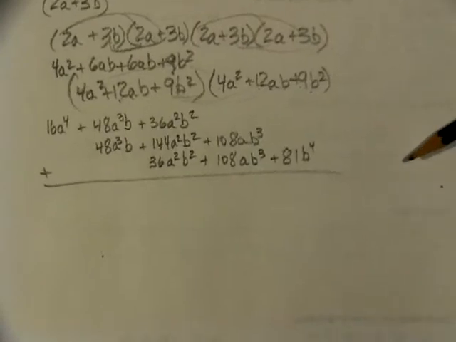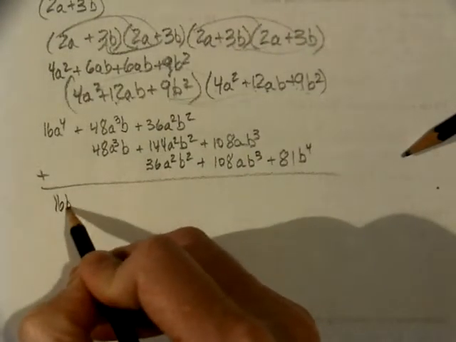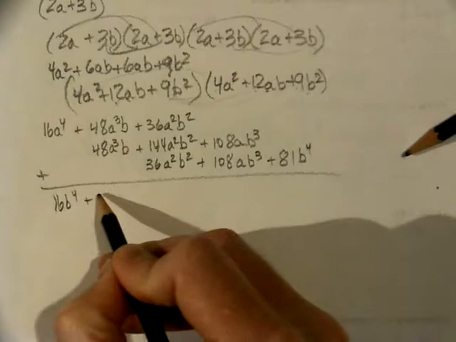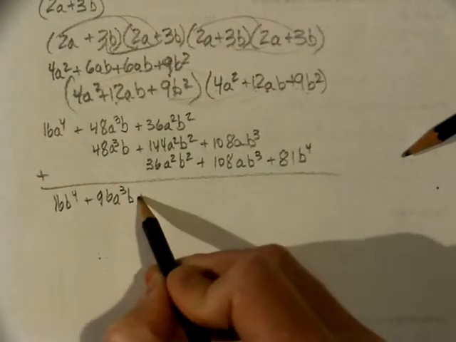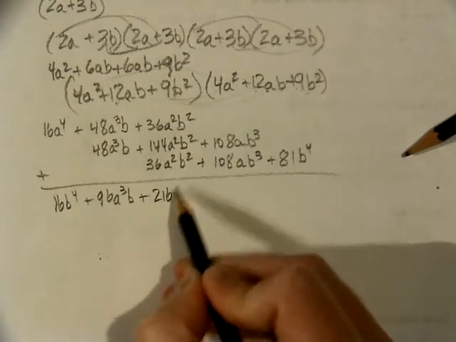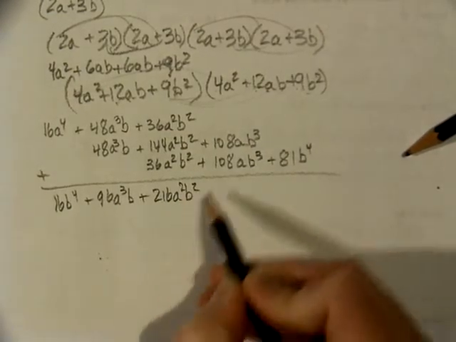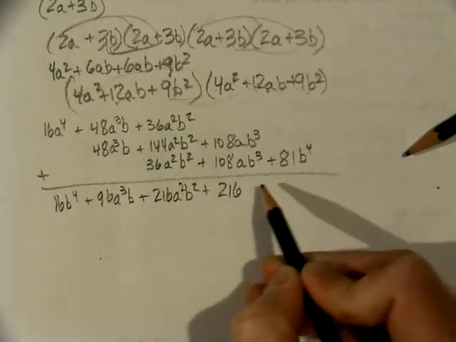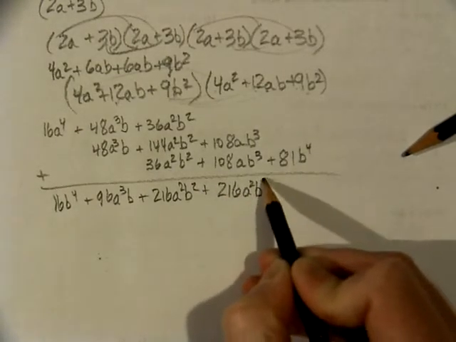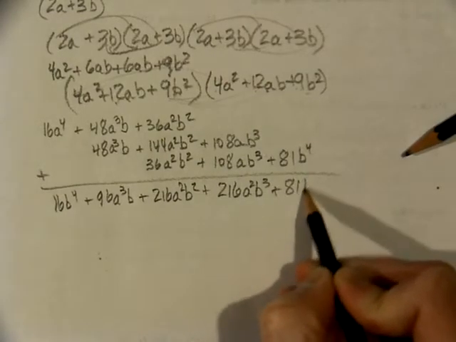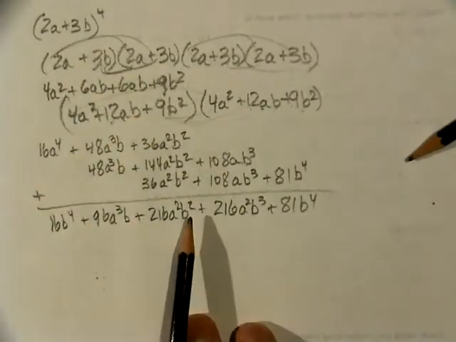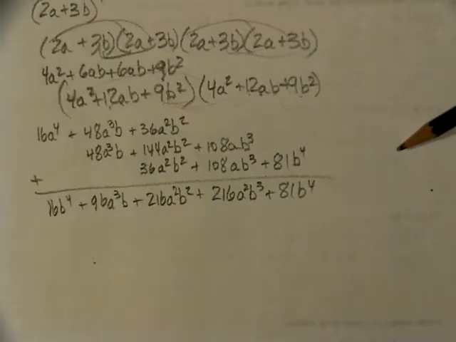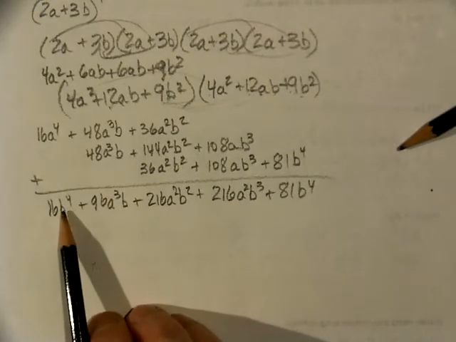We group those together. 16 a to the fourth plus 96 a cubed b plus 216 a squared b squared plus 216 a b cubed plus 81 b to the fourth. So it's doable. You can multiply it out. Notice the extra lines compared to binomial theorem. Notice the pattern.